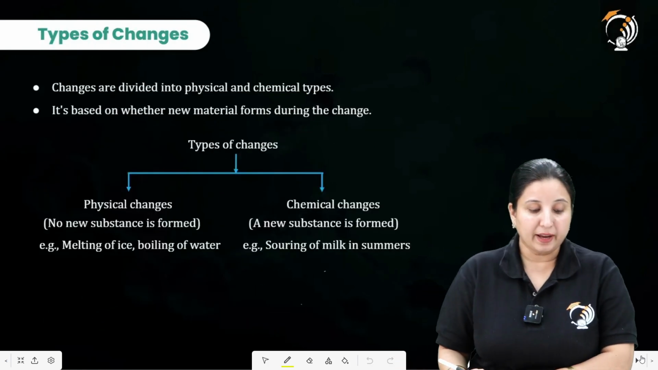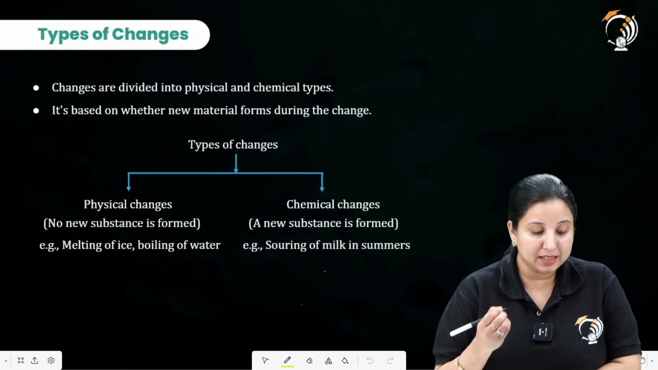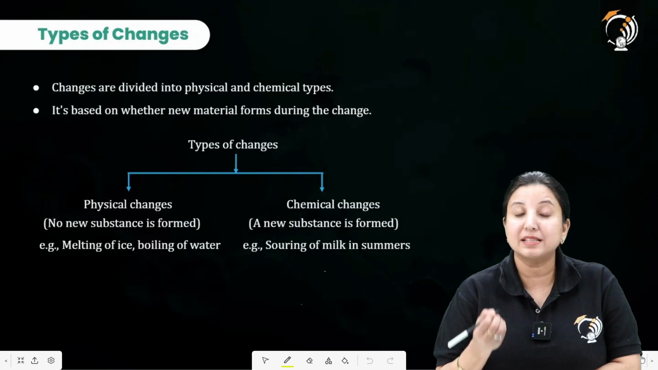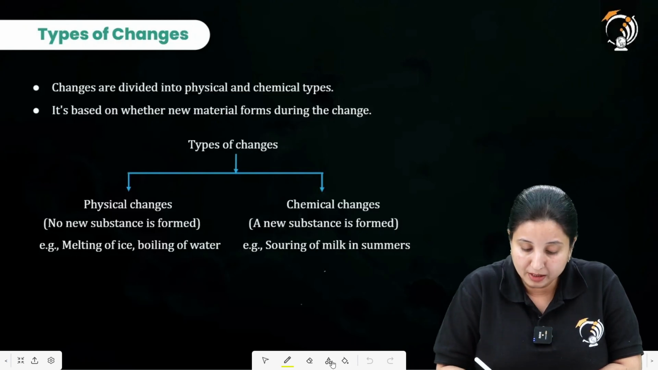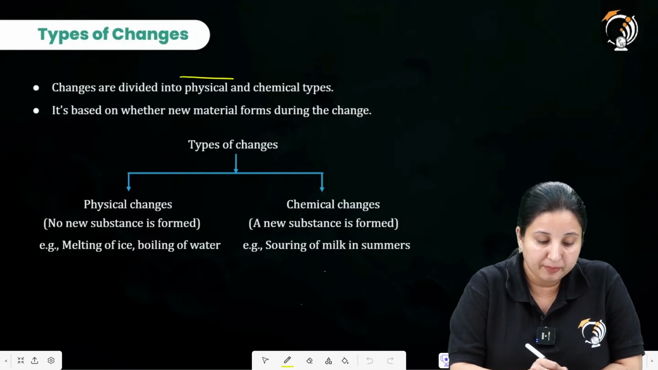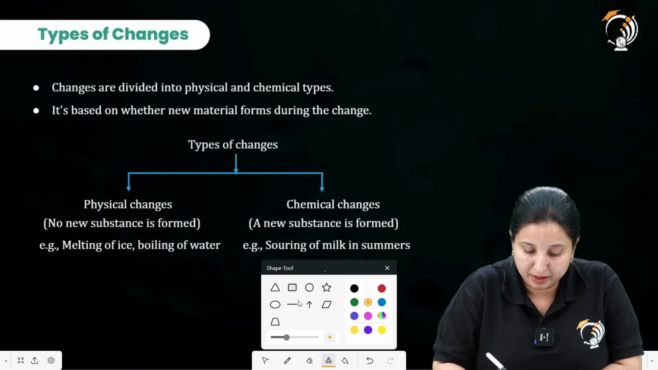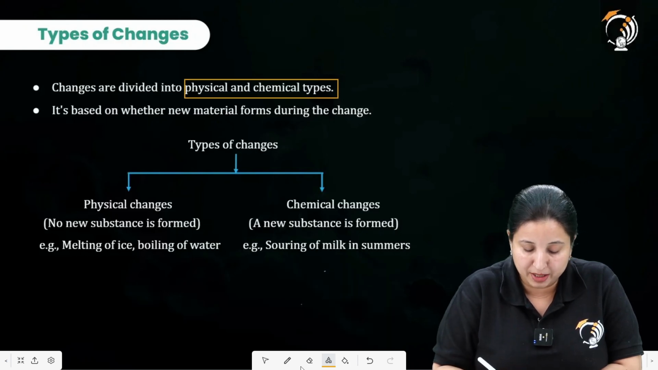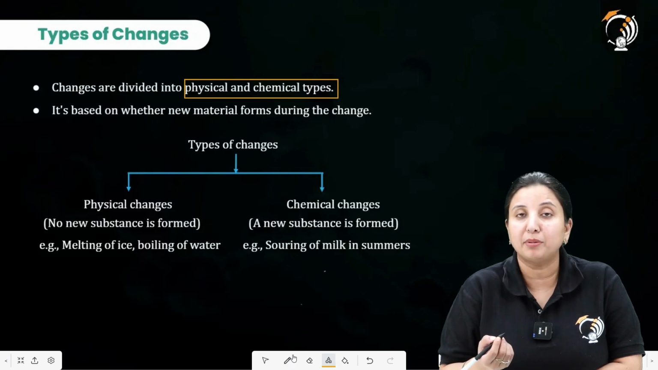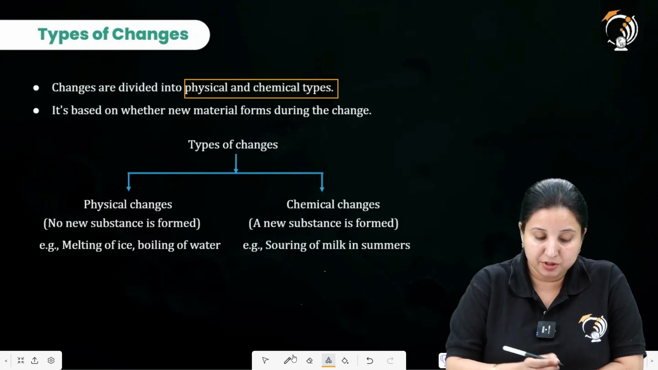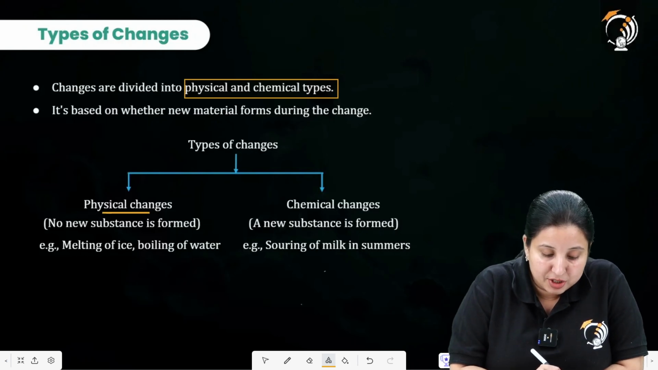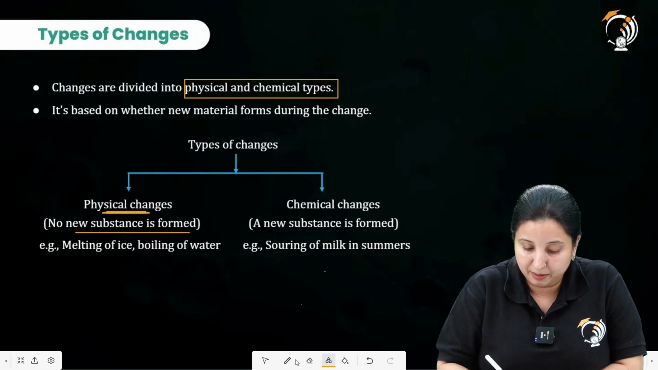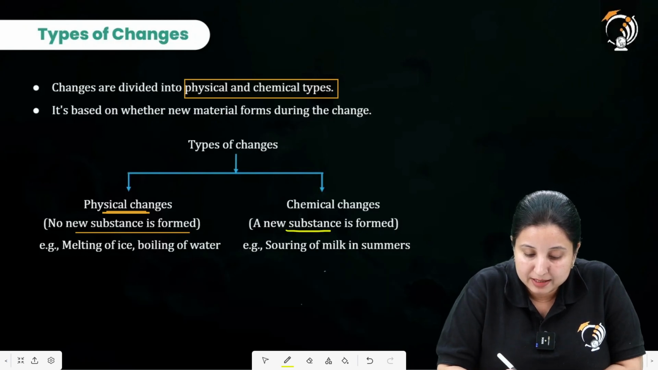So moving ahead, we have the types of changes. Basically we have two types of changes: one is the physical change and another is the chemical change. These physical and chemical changes are based on whether a new material is formed or not. When we talk about physical changes, no new substance is formed, whereas in chemical changes, a new substance is formed.